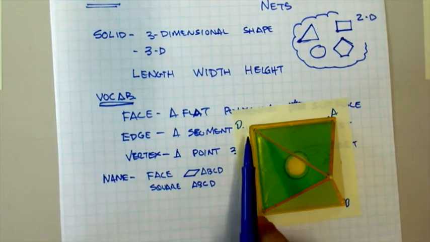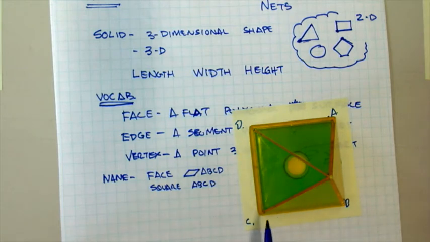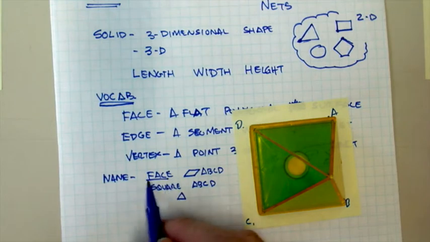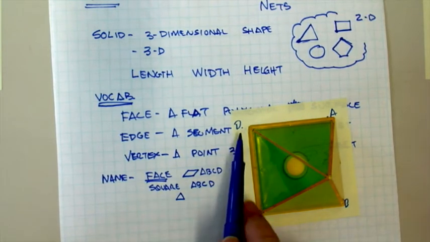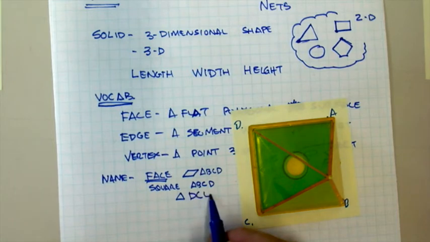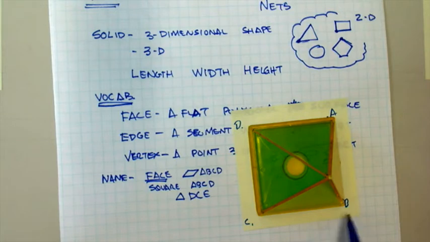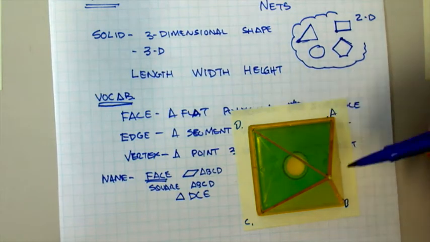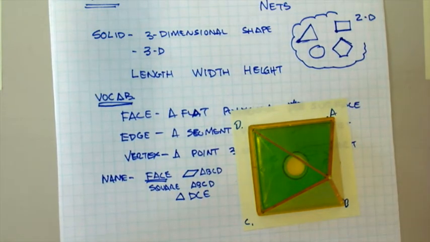would have a face over here on the left-hand side that is a triangle. And I would say that left face is triangle DCE, or any combination of that. And hopefully you could see I would also have CBE, ABE, and ADE to name all of the faces of this shape.